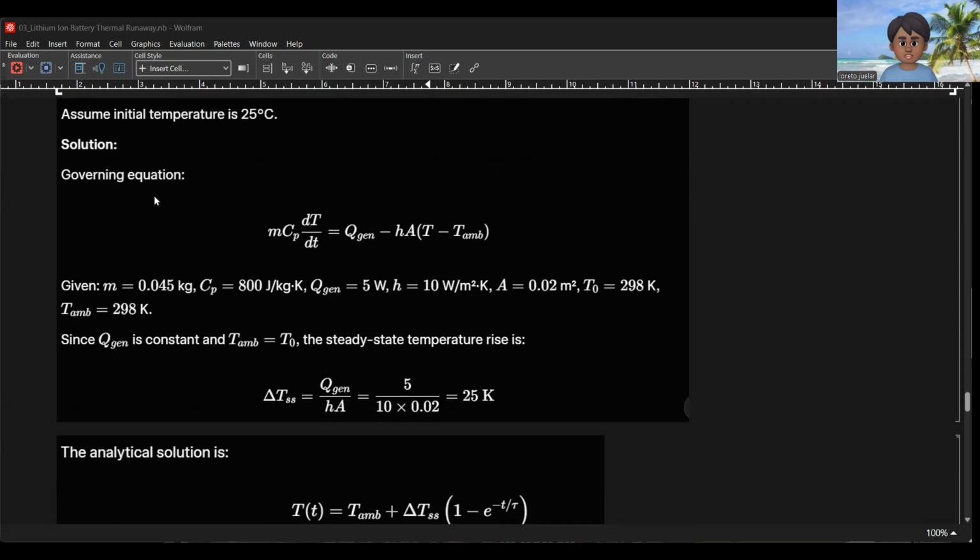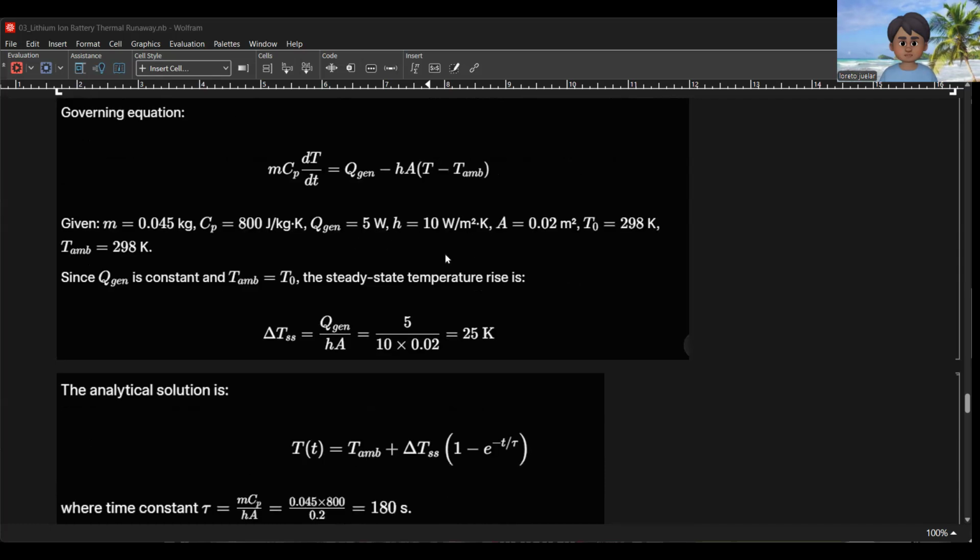So we have this solution here. We have the governing equation here, this one. We have the given mass is 0.045 kilogram. The specific heat capacity is 800 joules per kilogram Kelvin. And total amount of heat generated is 5 watts. Then we have the convection coefficient here, 10 watts per meter squared Kelvin. We have the area equal to 0.02 meters squared, and the initial temperature is 298 Kelvin. The ambient temperature is 298 Kelvin also.